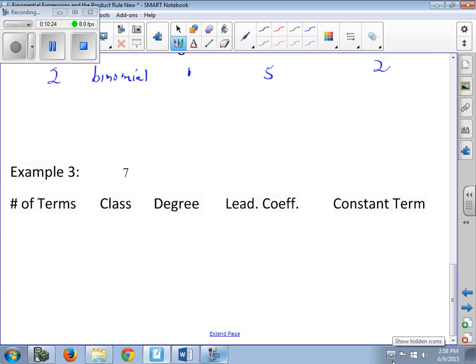And here we have our third one. The number of terms is 1. It's classified as a monomial. The degree is 0. There's not an x on it showing, so it's like having x to the 0. The leading coefficient is 7, and the constant term is 7.